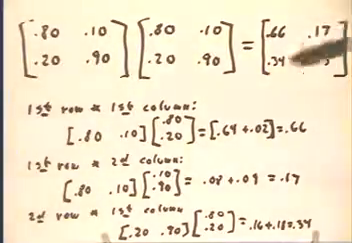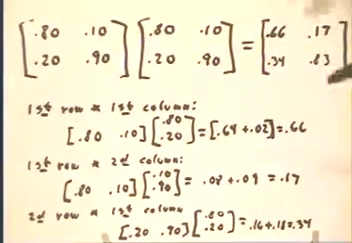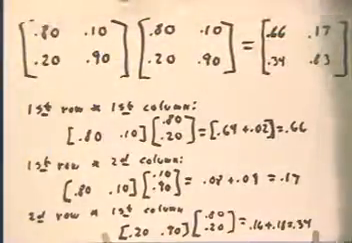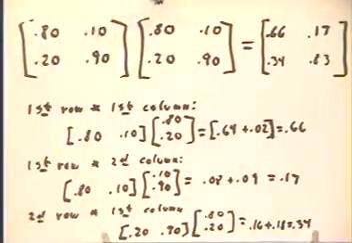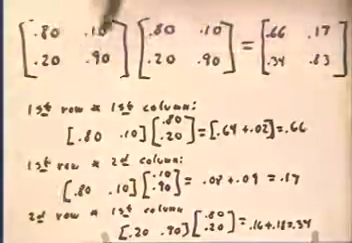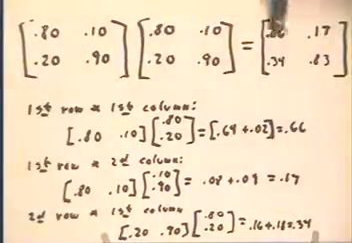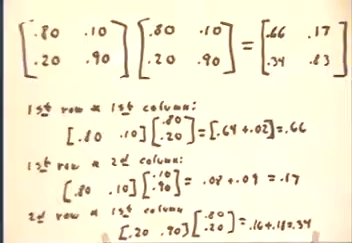What people will generally do the first time they're asked to multiply two matrices is they'll multiply this number by this number and put it here, multiply this number by this number and put it here, and this number by this number and put it here, and this number by this number and put it here. That's not right. That's not what you do.